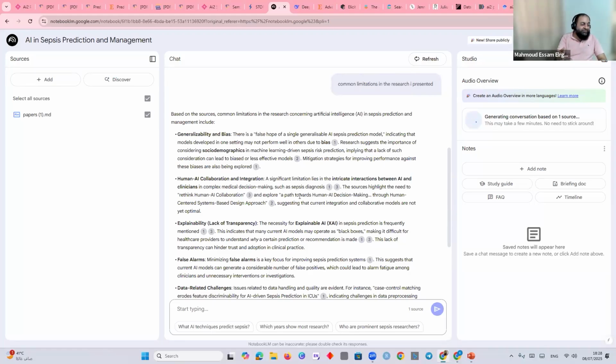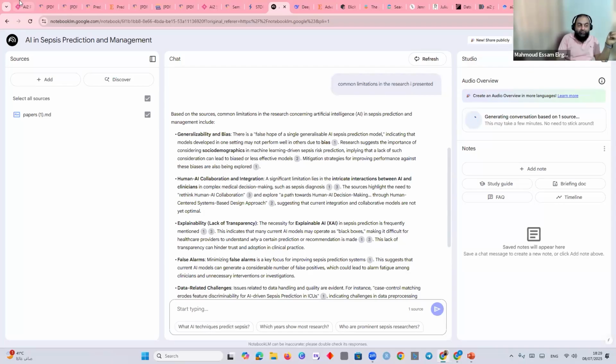You can interrupt, for example. I'm not sure if the feature is still there or not, but I used it once to interrupt as a listener and then ask questions as a listener. Okay, what do you think about this idea? And then they will say, oh yeah, really? Oh, this is a very good question, or something like this. So Notebook, it's very, very interesting. I highly recommend you use it.